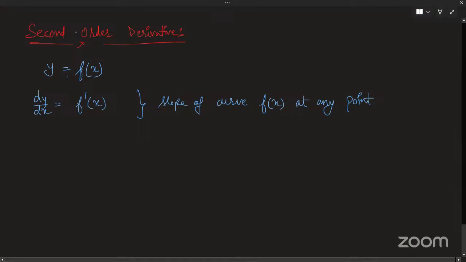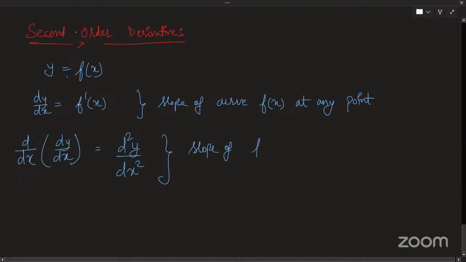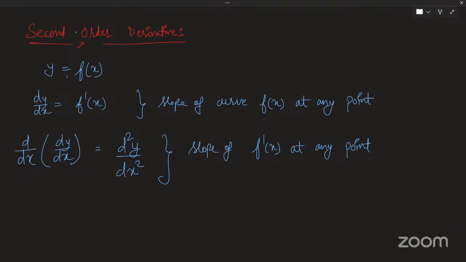If you differentiate f dash x again, it will be d by dx of this dy by dx. This thing is also denoted like d square y by dx square. So it means 2 times the derivative of y. This will denote slope of f dash at any point. So basically, second order derivative means that you first calculate dy by dx, then you again take the derivative and you get it at the point f dash x.